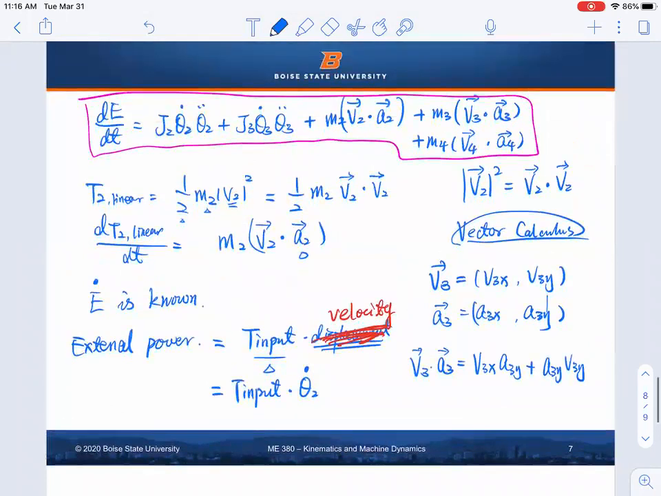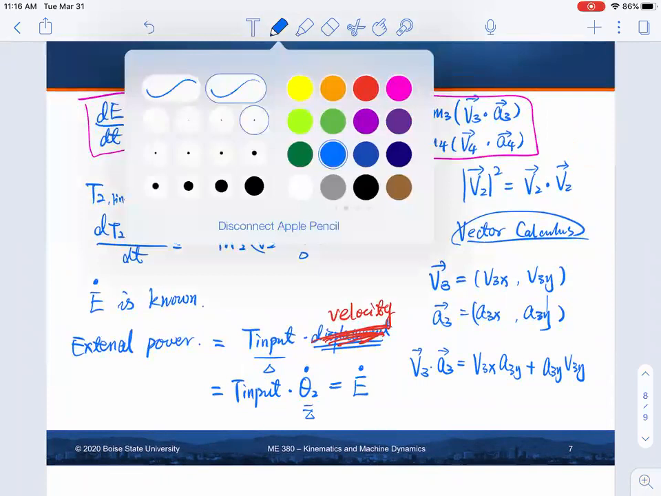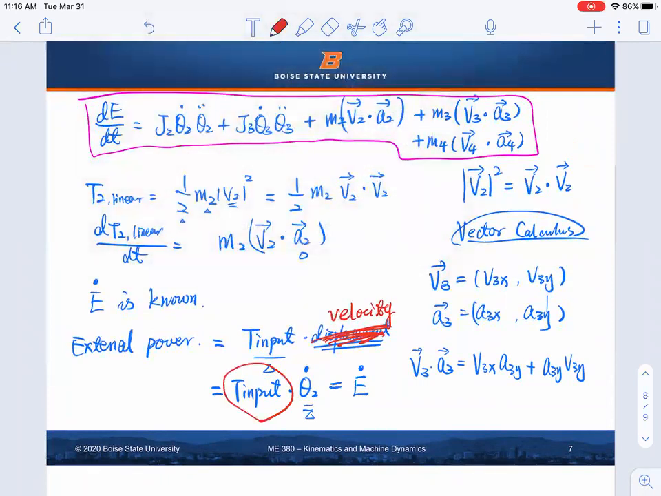All right. So we know that the external power should be equal to E dot. E dot is already known. Your input speed is known. The only unknown in the system is your driving torque. So that means you can directly get the driving torque in one shot. That's the power of the energy method. Remember when we did the Newtonian method, we had to find 12 equations. They're pretty long and difficult. But here, we just need one equation, and then we can get the T input in one shot.